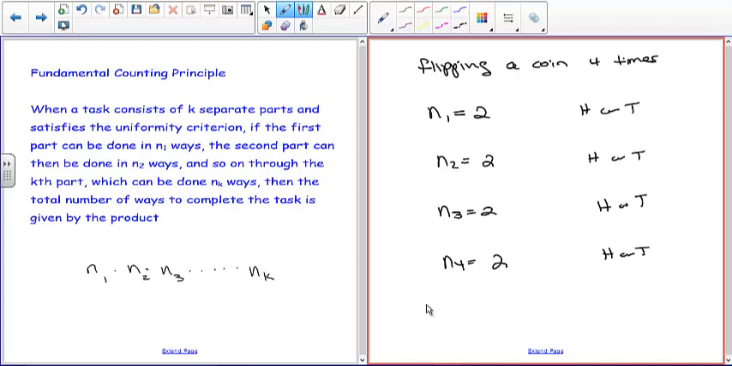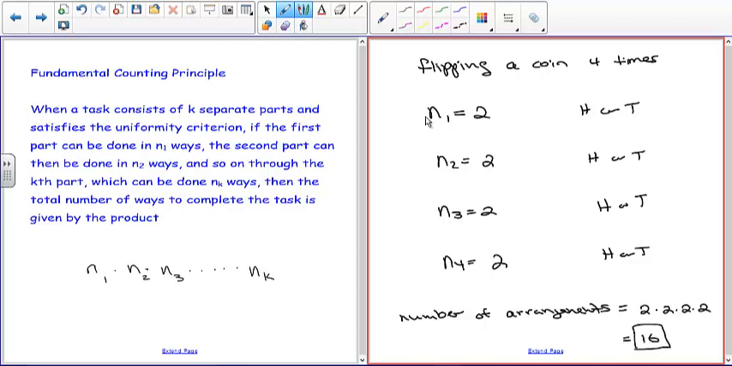So it says if you have a 4-step process, the number of arrangements of this 4-step process is going to be equal to n sub 1, which is 2, times n sub 2, which is 2, times n sub 3, which is 2, times n sub 4, which is 2. 2 times 2 times 2 times 2 is 16. That's exactly the number we got.